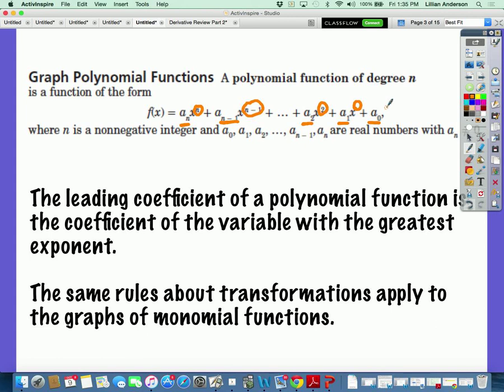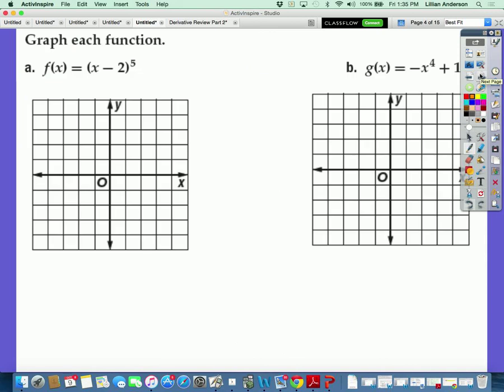And before we go a little bit deeper into that, we're just going to review the rules of transformations real quick, okay? Because they do apply to some monomial functions. So, you have x minus 2 to the 5th, and you have negative x to the 4th plus 1. Now, using what we know about end behavior, is our degree even or odd? Odd. And is our a, our number in front, positive or negative? Positive. So show me with your arms what this would look like if I were to go into my calculator and graph it.